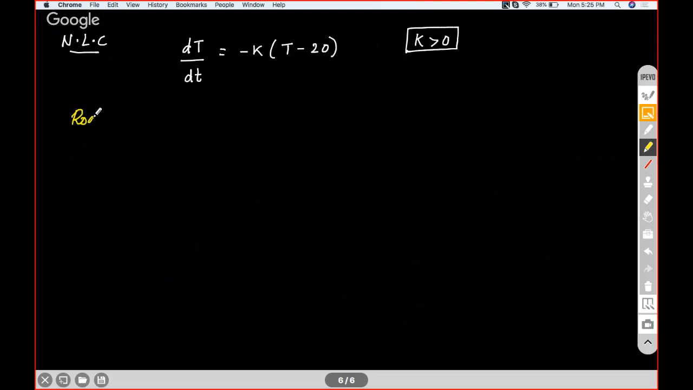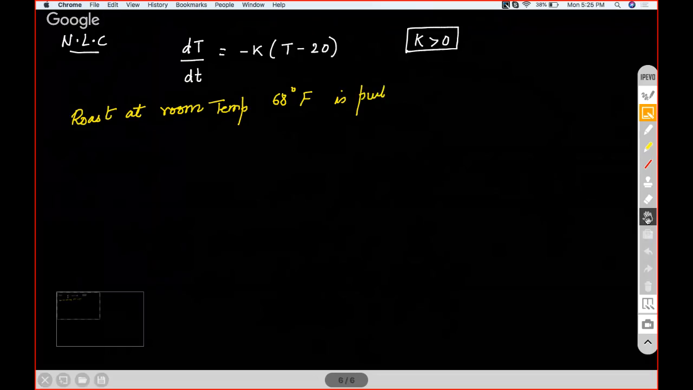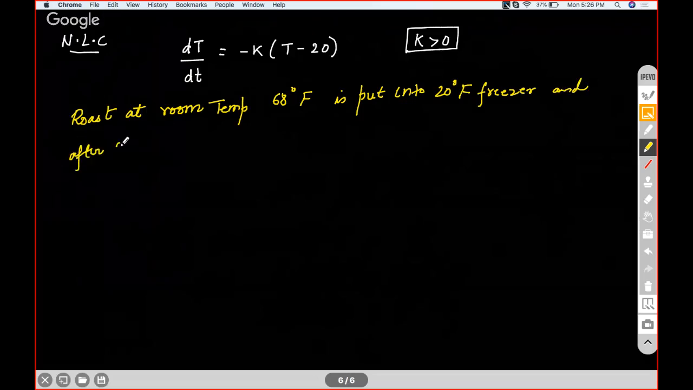If a roast at room temperature 68 degree Fahrenheit is put into a 20 degree Fahrenheit freezer, and if after 2 hours the temperature of the roast is 40 degree Fahrenheit, then find what would be the temperature after 5 hours.